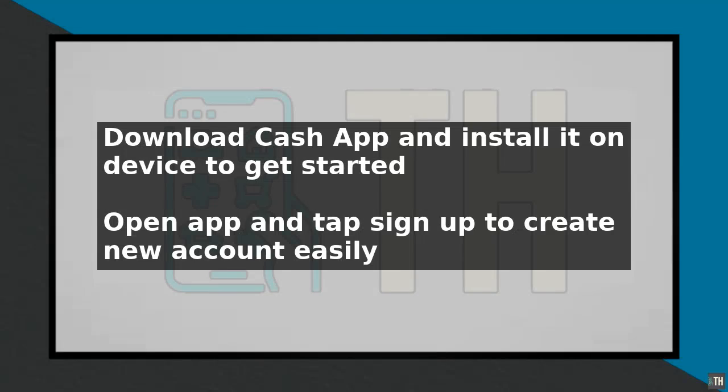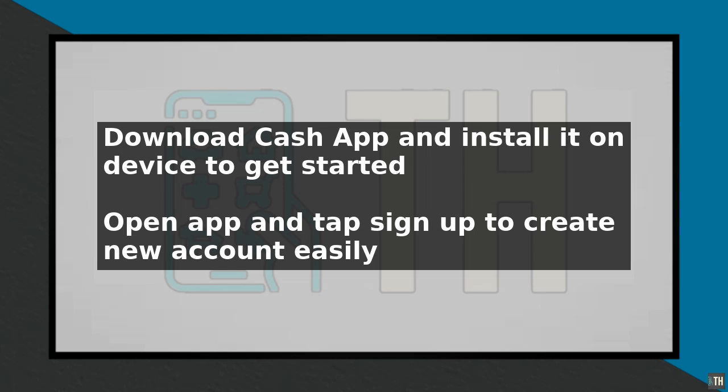To make a Cash App account without an SSN, you will need to use an individual taxpayer identification number, or an ITIN. This is a unique number assigned to individuals who are not eligible for an SSN. To get started, you will need to download the Cash App from the App Store and install it on your device. Once installed, open the app and tap on Sign Up.